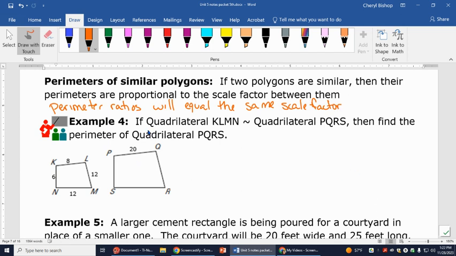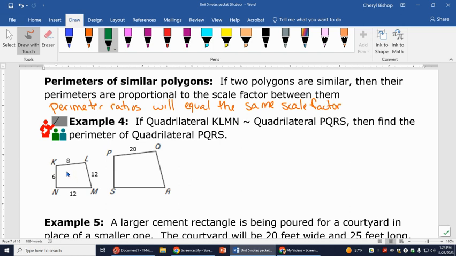Thank you. All right, so here's an example. If quadrilateral KLMN is similar to quadrilateral PQRS, then find the perimeter of quadrilateral PQRS. So the first thing I need to do is figure out their scale factor. I need to decide at the beginning of this problem. It's not asking me for the scale factor, so I can just do whatever I want. I need to decide which figure I want to be my numerator and which figure I want to be my denominator. Which figure, the one on the left, KLMN, or the one on the right, PQRS, do we want to be our numerator on top?